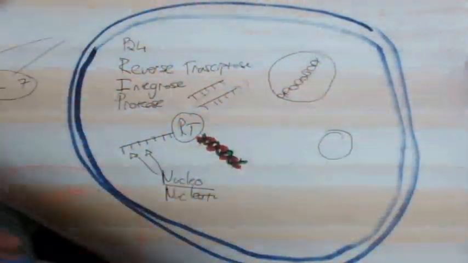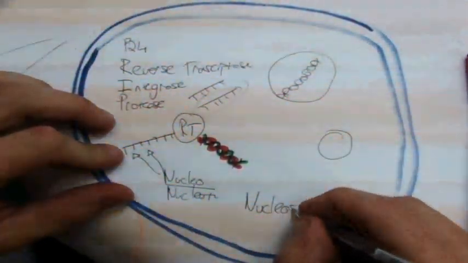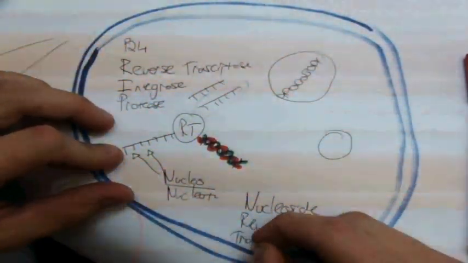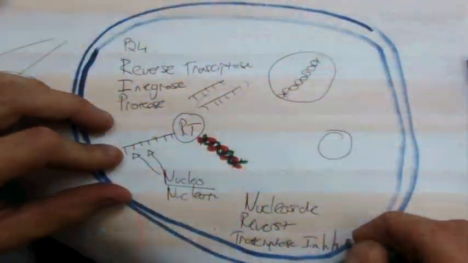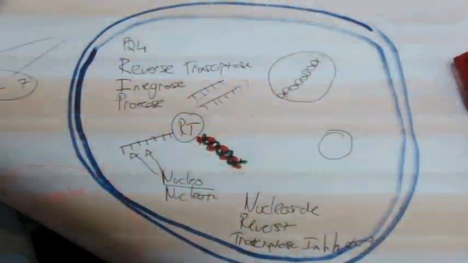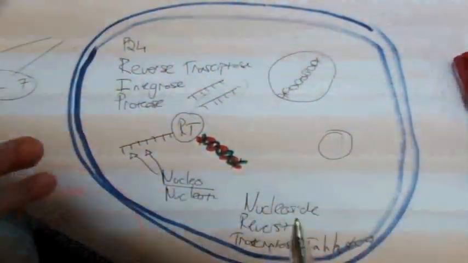So we have things called nucleoside reverse transcriptase inhibitors. Okay, these are by far the most important drug classes for you guys to know in pharmacy, PHE223. They encompass most things that we use today.